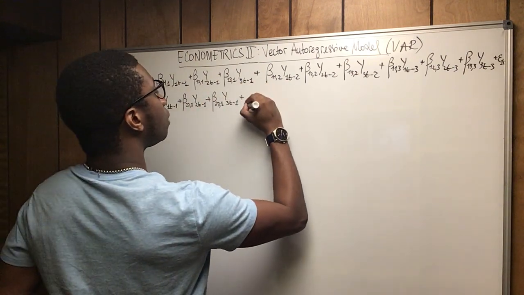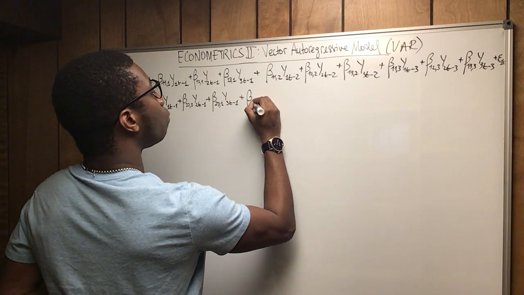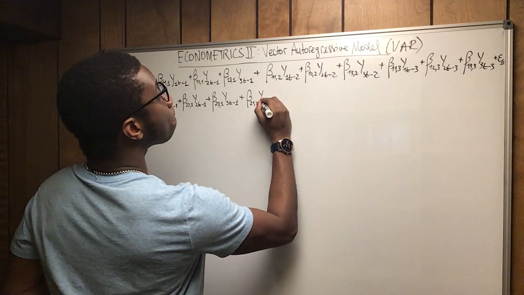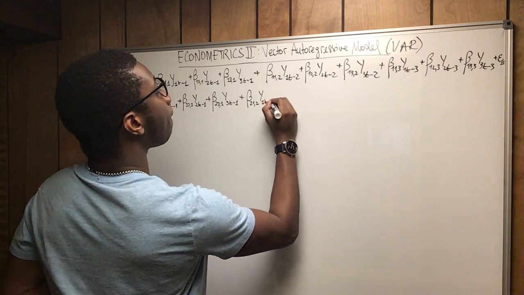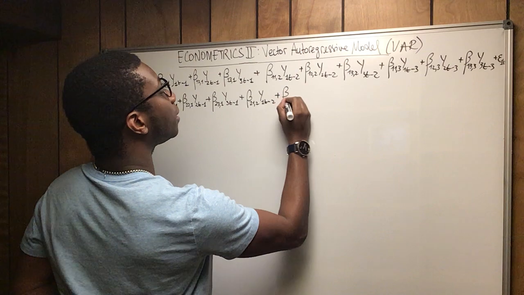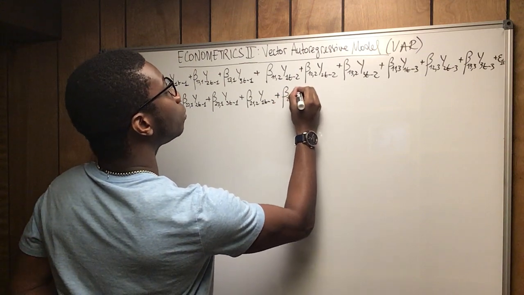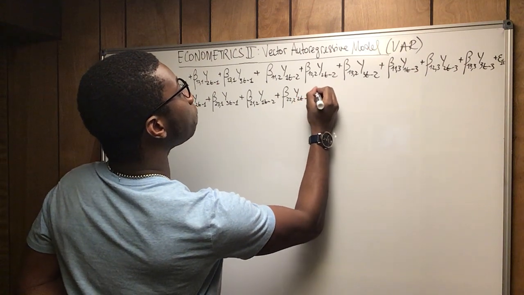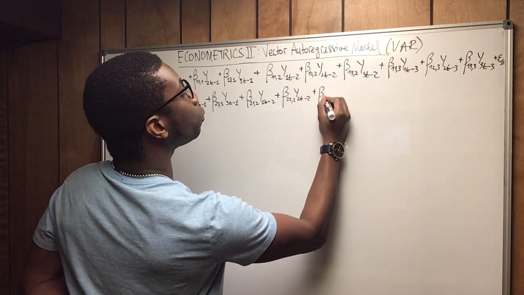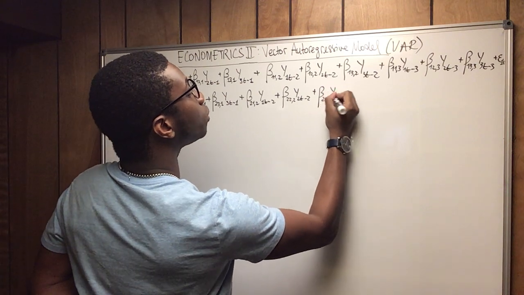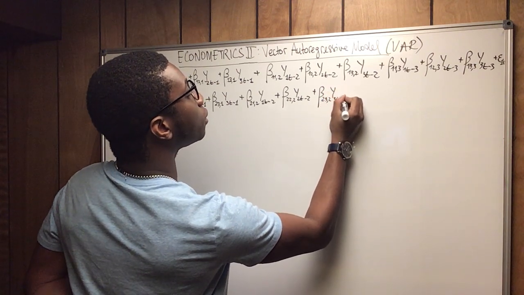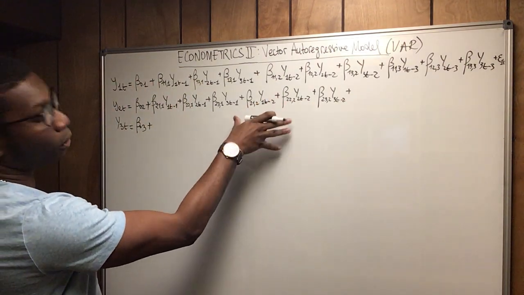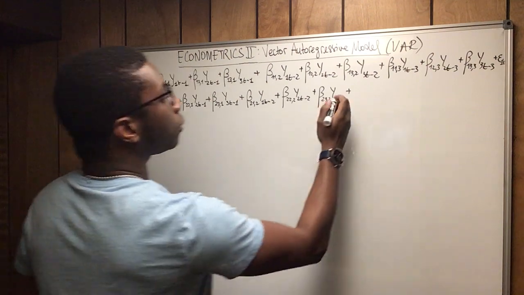We move to the second one. Beta 21,2 times y1t minus 2 plus beta 22,2 times y2t minus 2 plus beta 23,2 times y3t minus 2 plus, we finish now grouping all the coefficients for the second predictor.